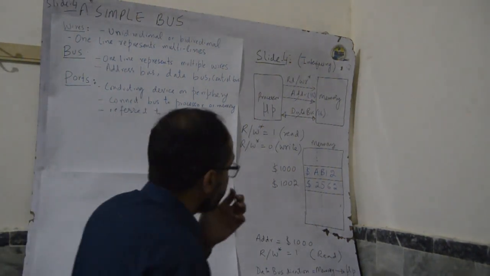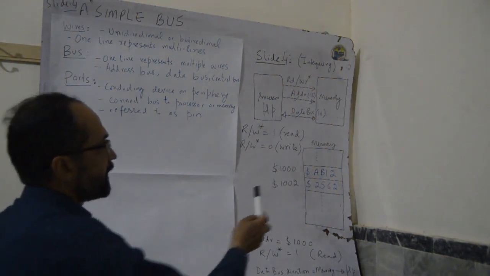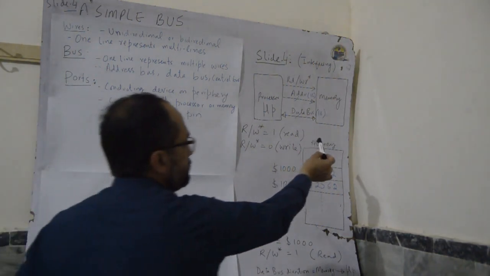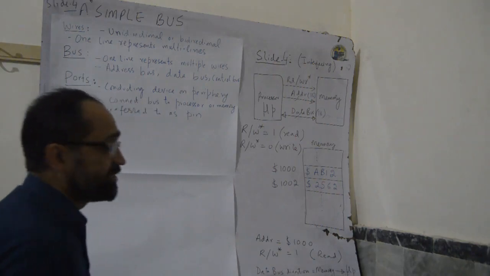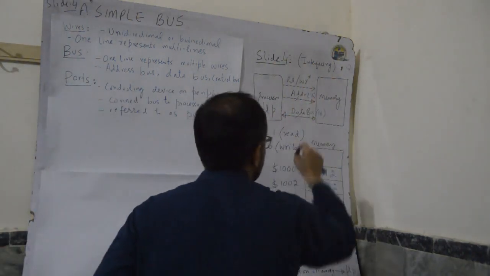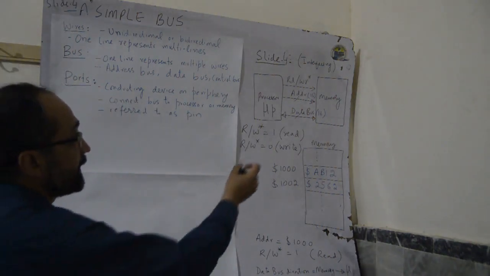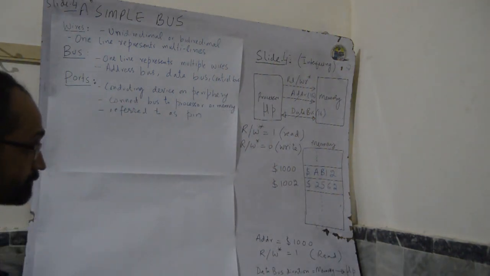Now I will illustrate this with an example. Let's assume that we have a memory. These are the contents of the data of memory. We assume that the address lines are 16 bits, and the data bus size is also 16 bits.